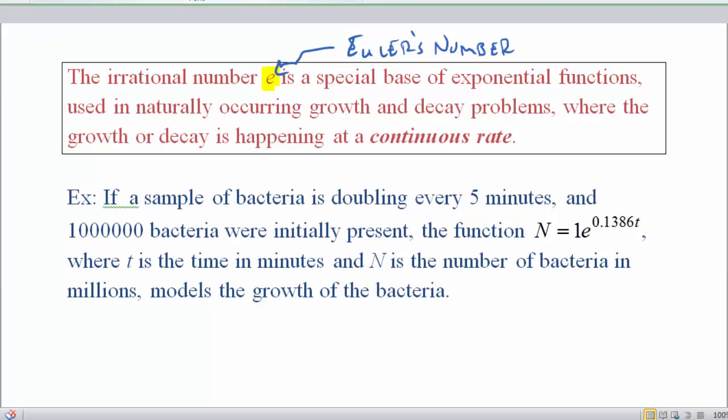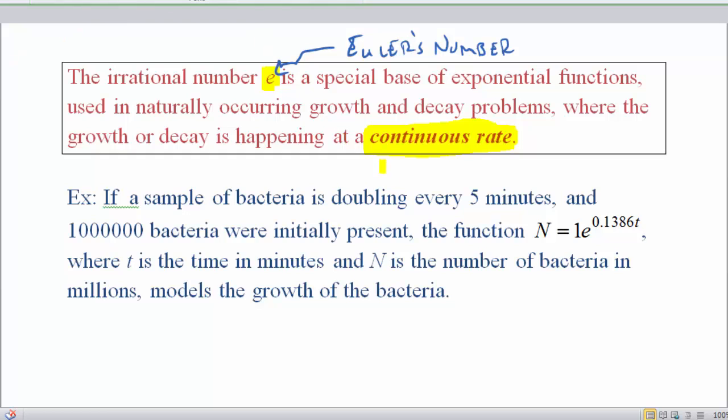And when are you going to use these functions? Again, if you take pre-calculus, you'll get into this a lot more in depth. But generally, functions with base e are going to be used in naturally occurring growth and decay problems, right? Where things are growing or decaying continuously, right? Because in nature, things are always growing at every instant. So they're continuously growing or decaying. All right? So that's why you're going to use those functions for continuous growth and decay problems.